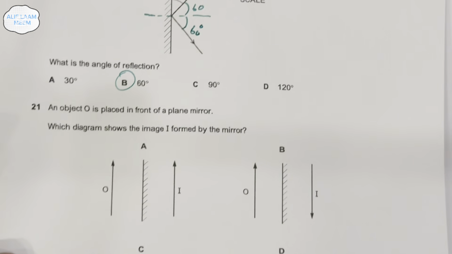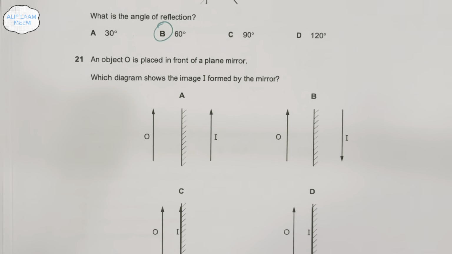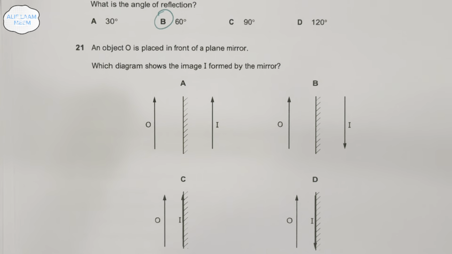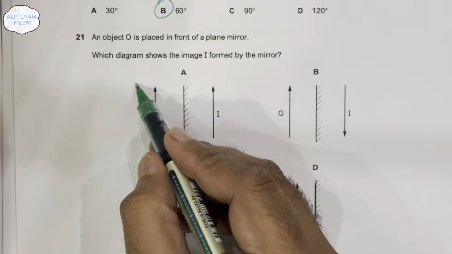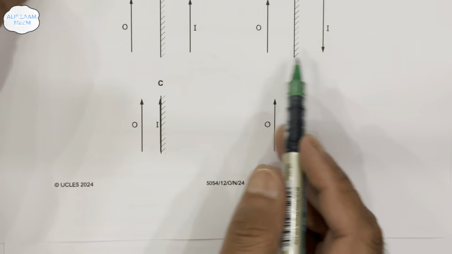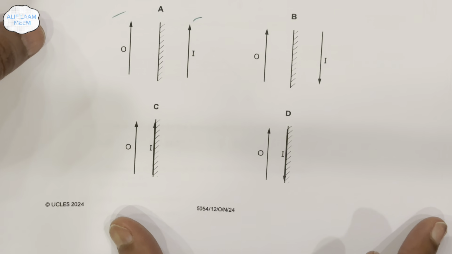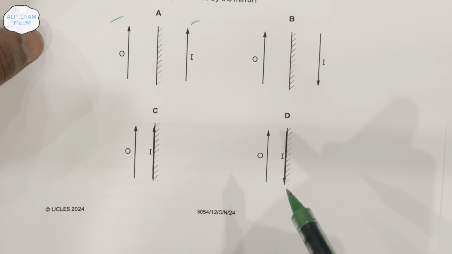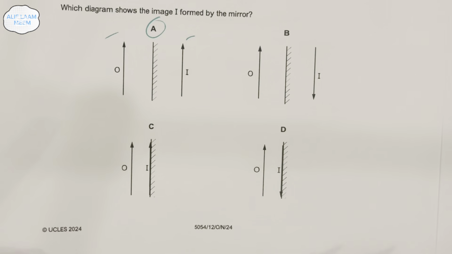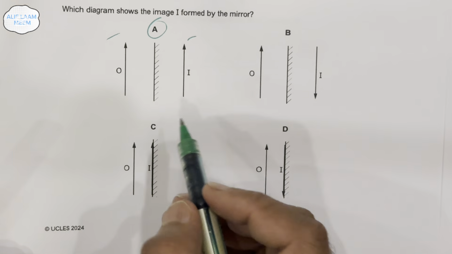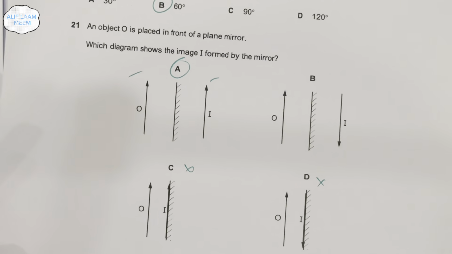Moving to question number 21. An object is placed in front of a mirror. Which diagram shows the image formed by the mirror? We know that the distance from the mirror should be the same, so option number A has that, and option B also does, but option B is showing an inverted real image, whereas it should be virtual. So option number A is the correct choice over here. Options C and D are very wrong options. Option number A is the right choice.